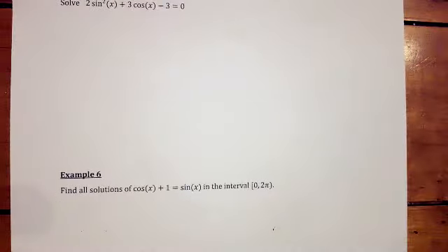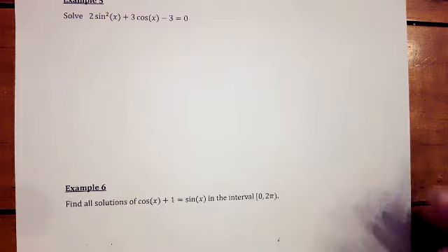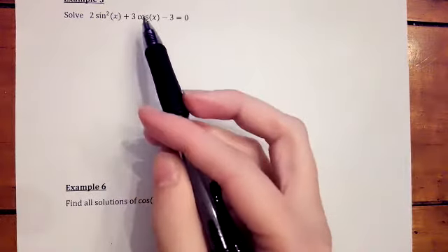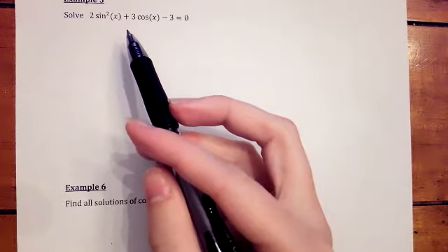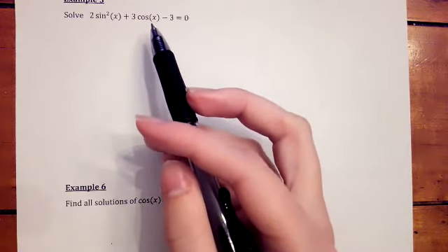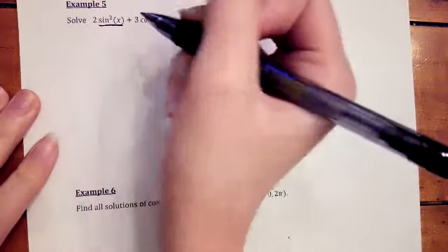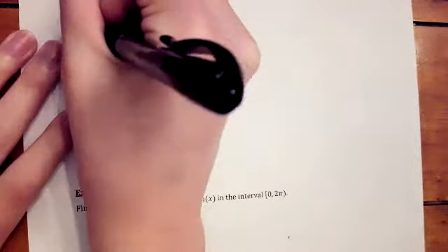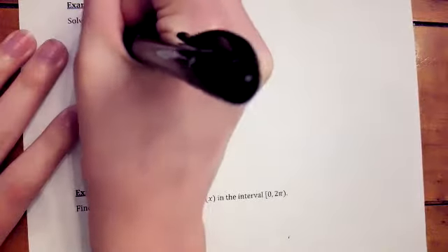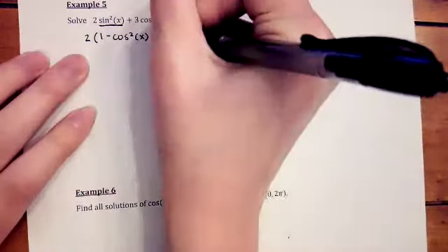If we go ahead and look at example 5, we'll see again, this looks kind of quadratic, except for I have sine squared and cosine. And I really would like it to be an all one trig equation. Luckily, we know a trig identity that will put sine squared into cosines. And that would be 1 minus cosine squared x. I am going to leave my 2 outside.